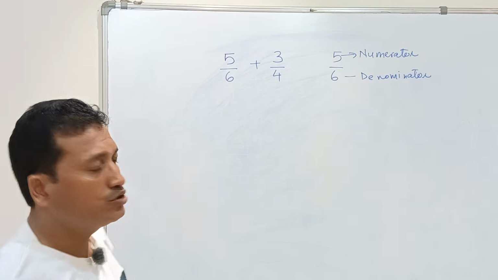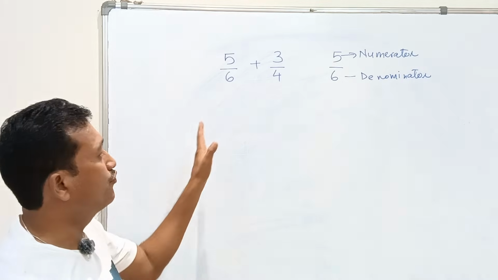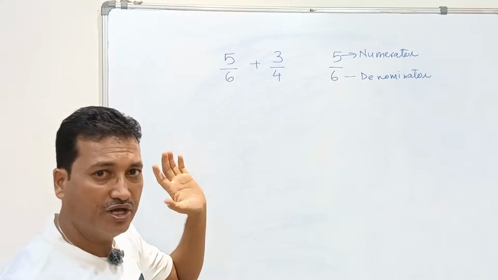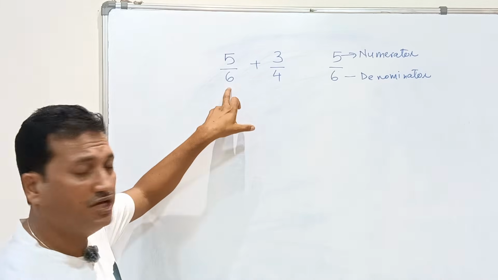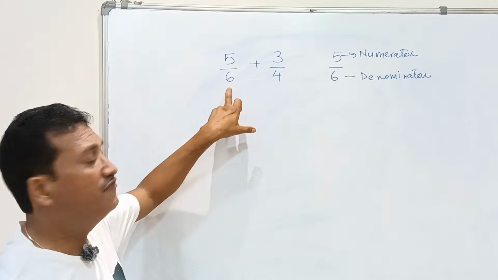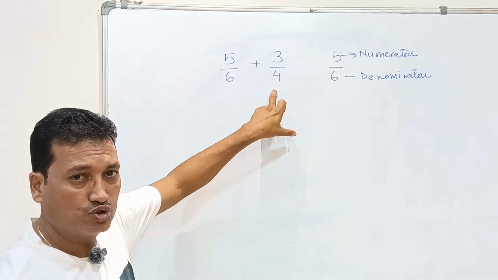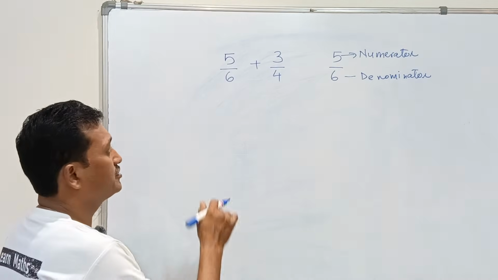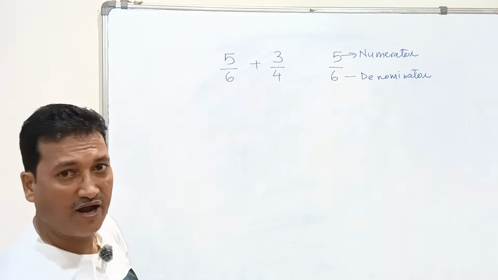So if you want to add two fractions, the denominator should be the same. Okay, the denominator of both the fractions should be the same. So you can see here the fractions 5 upon 6 and 3 upon 4 have different denominators. So we have to make the denominator the same. Okay, so what to do to get the same denominator of both the fractions?